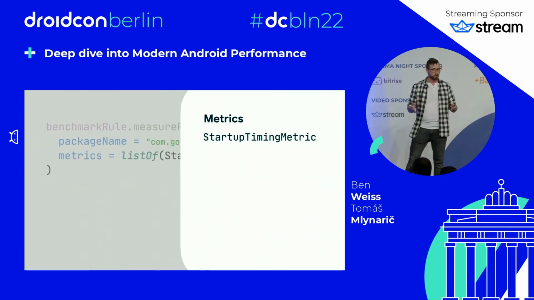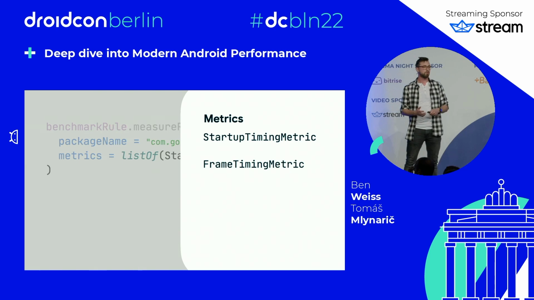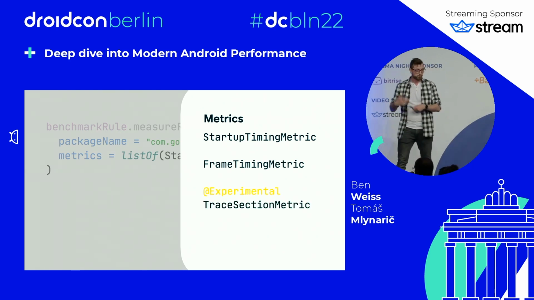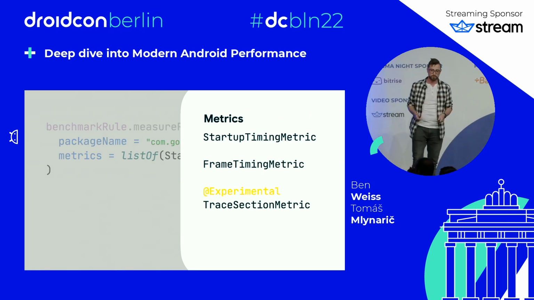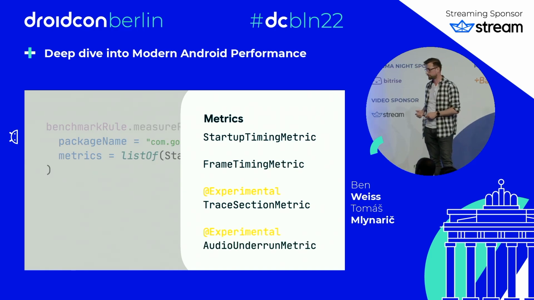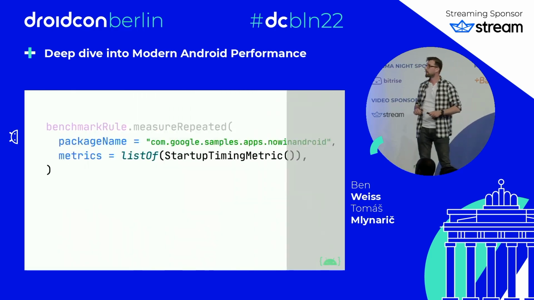Next, we specify metrics. We want to measure app startup, so we'll use the StartupTimingMetric. But there are more. There's the FrameTimingMetric that allows you to measure the duration of every single frame that was created during the benchmark and allows you to find jank in your application. But there's even more. There's the TraceSectionMetric that allows you to measure timing of any custom section. So as you've defined the trace section before, you can measure it with this one. Or you can even measure audio underrun while playing audio. And there are going to be more.